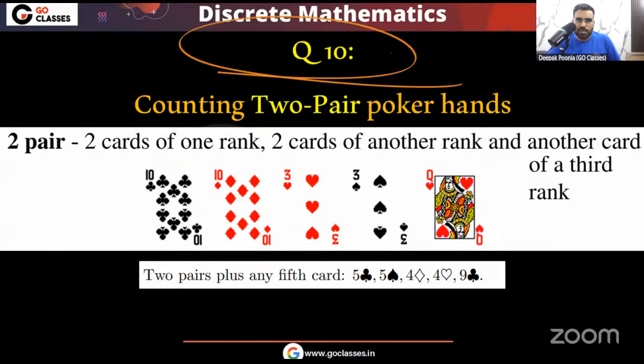Let's solve question number 10. Counting two pair poker hands. The definition of two pair poker hand is given to you. Read the definition, understand the definition, and solve the question.